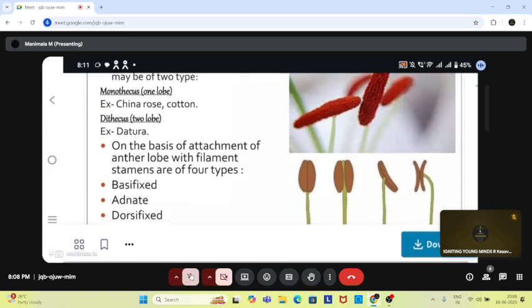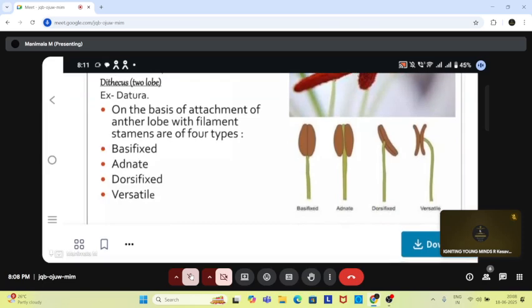And the attachment of the anther lobe to the filament is also different. For example, some are basifixed, where the filament is attached at the base. It's called basifixed. And some are adnate.